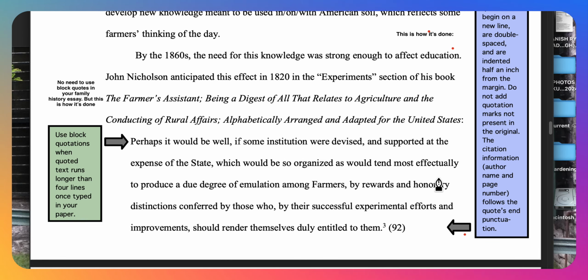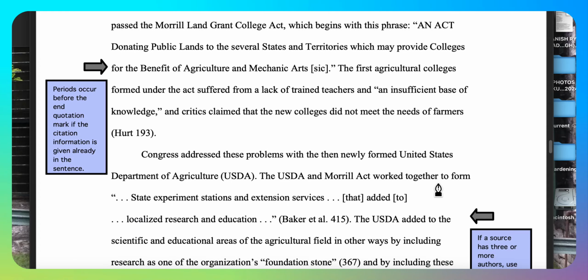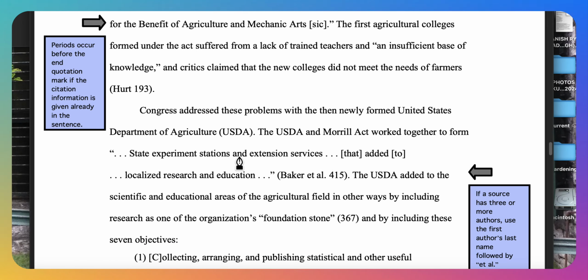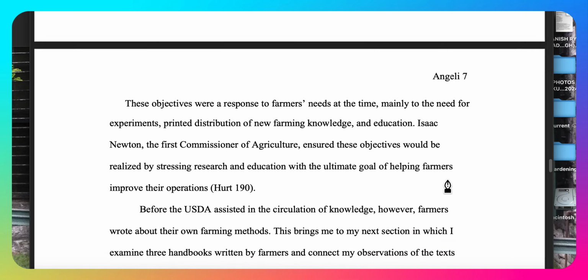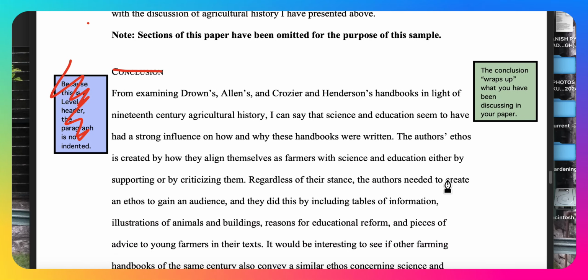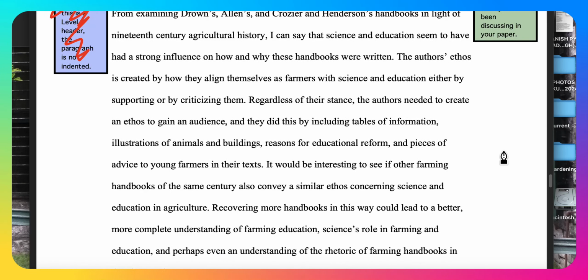So this is just explanation if you want to save this to refer to it. Same with that. And same with that, but it's traditional research. Finally, the conclusion wraps up what you've been discussing in your paper.